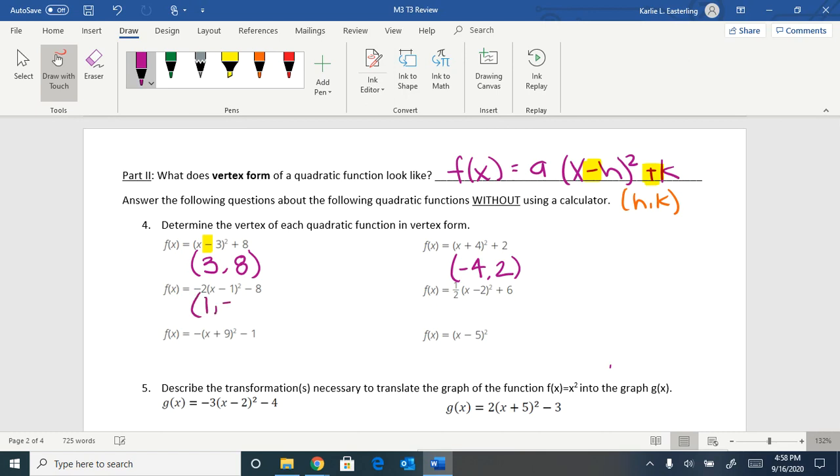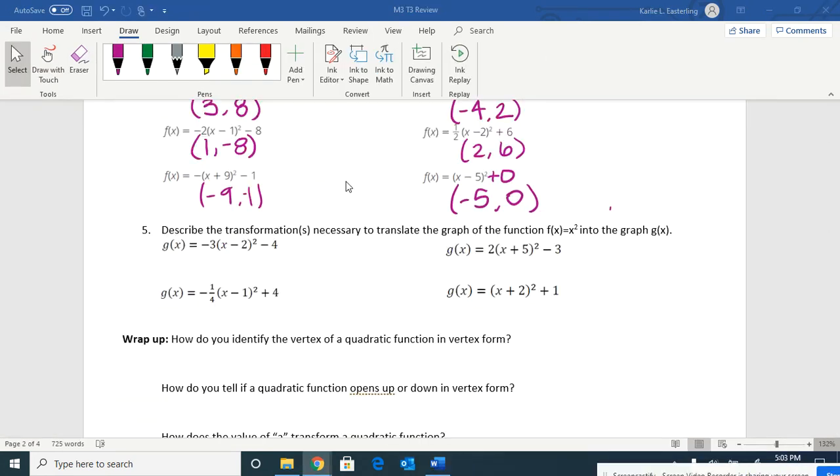So down here we have 1, negative 8, 2, positive 6, negative 9, negative 1, and finally negative 5. And remember, we can add 0 on 0.